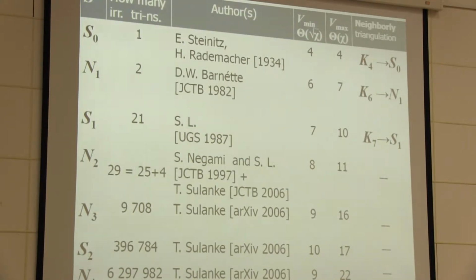Solante published most of his results in this direction on arXiv, and you can also find his results on his personal web page, which can be easily found on the web. Interestingly, it is also a remarkable fact that the maximum number of vertices that an irreducible triangulation can have is big theta of chi, where chi is the Euler characteristic of the surface. And the smallest number of vertices is big theta of square root of chi.